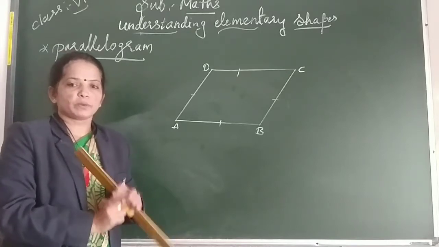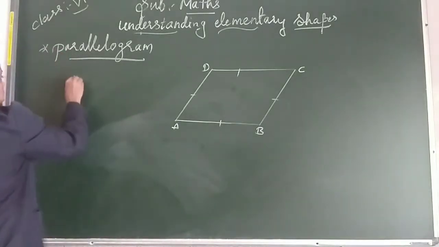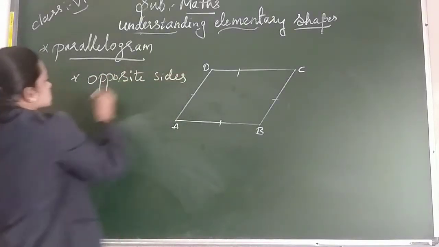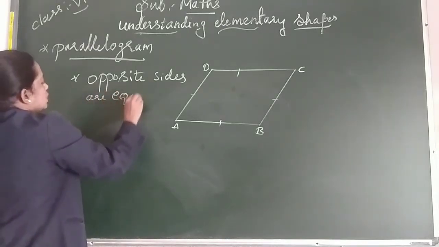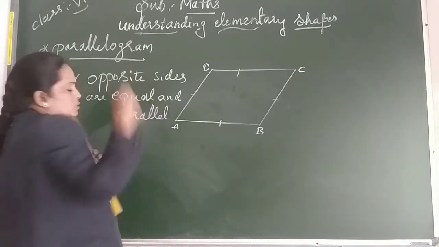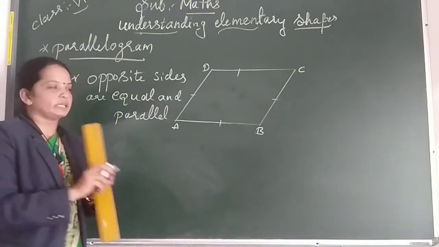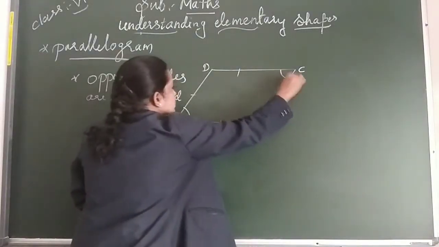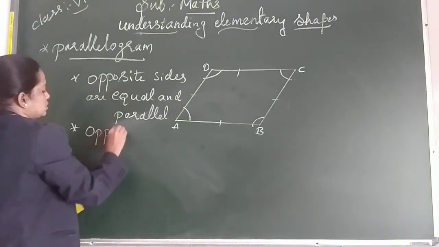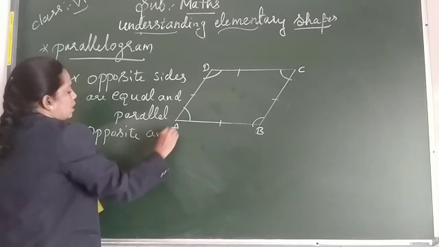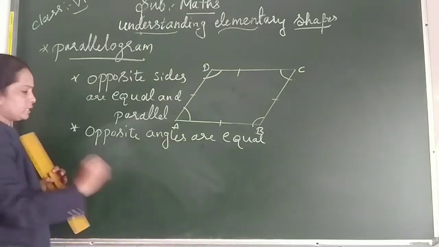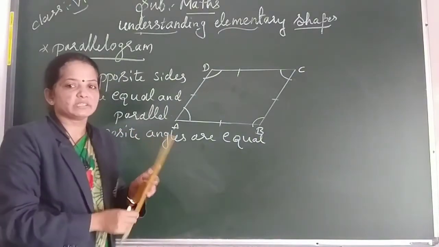So what are the properties of parallelogram? Opposite sides are equal and parallel. Next one, opposite angles are equal. Here angle A is equal to angle C, and angle D is equal to angle B. Another property is that the diagonals bisect each other.